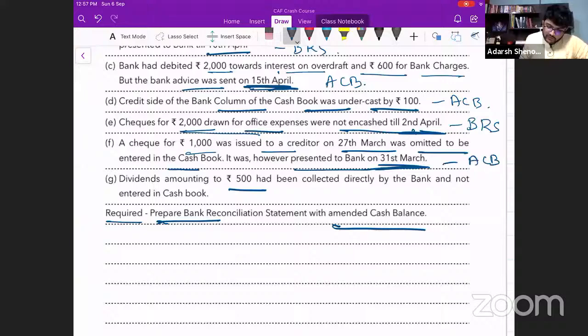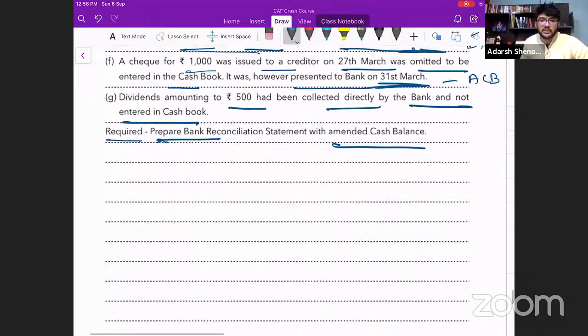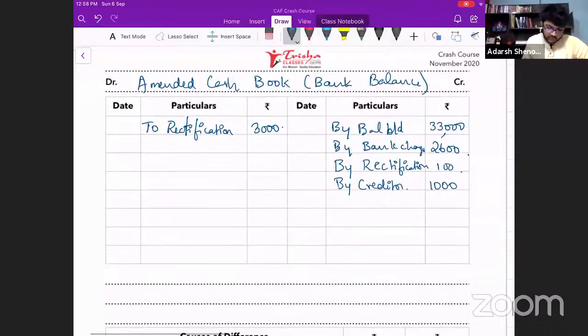Dividends amounting to 500 has been collected directly by the bank and not entered in the cash book. Will this come in the adjusted cash book or not? This will come in the adjusted cash book. Debiting or crediting it? It will be debited. Dividends, how much is the amount? 500. So could you please tell me the totals?